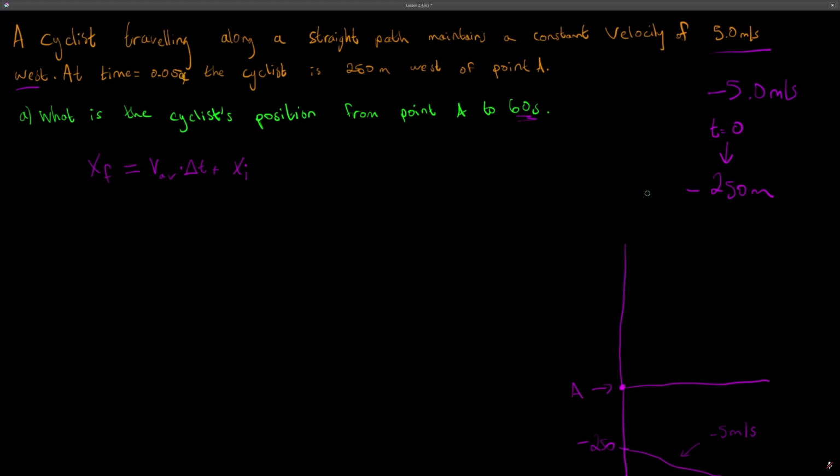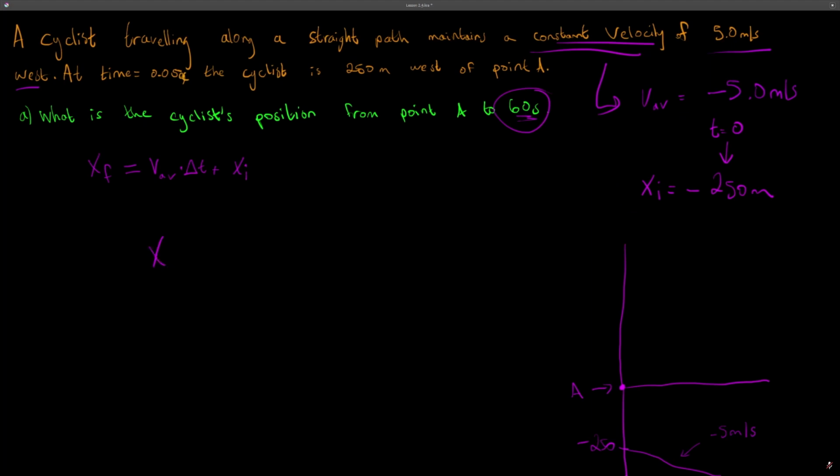The initial position here is, of course, negative 250 meters, and the average velocity, since it said constant velocity, so immediately know that it's the average, which is negative 5 meters per second. It's a straight line, so it won't change. So velocity is constant. So we can simply substitute here. We don't really need to do anything. We have the time. We have the values, so we just substitute.